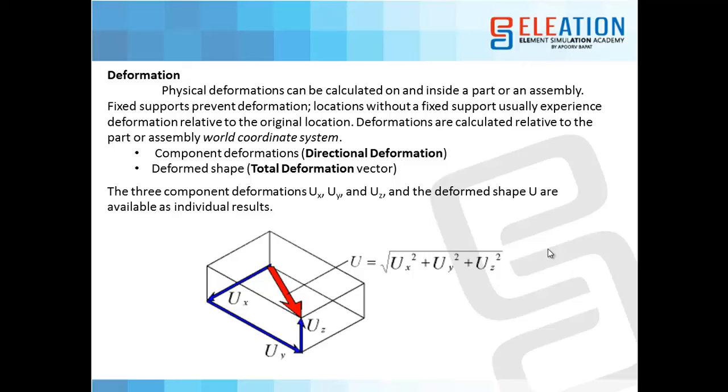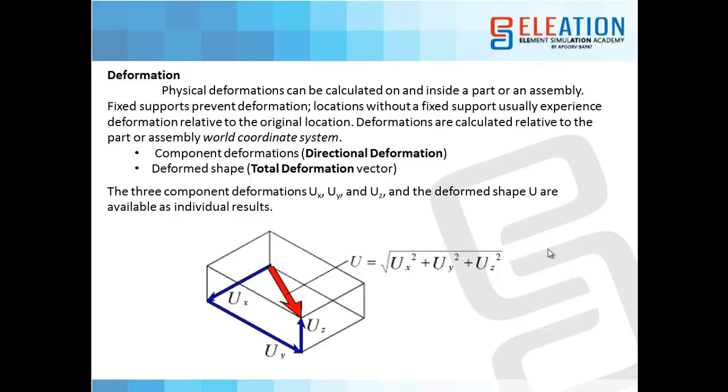The deformation which we get depends on what exactly output we want. So we can have the displacement dependent on the axis. Physical deformation can be calculated inside a part or an assembly. Fixed supports prevent deformation. Locations without a fixed support usually experience deformation relative to the original location. Deformations are calculated relative to the part or assembly world coordinate system, or you can say global coordinate system. Component deformations, directional deformation or deformed shape, that is the total deformation vector.